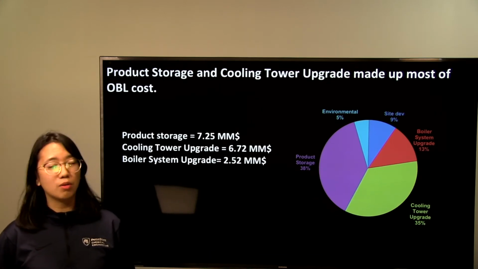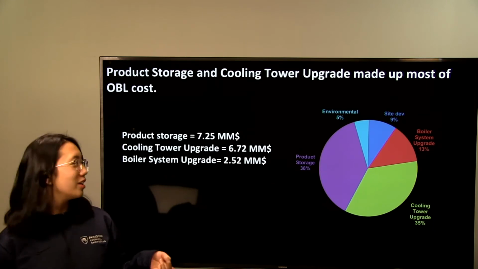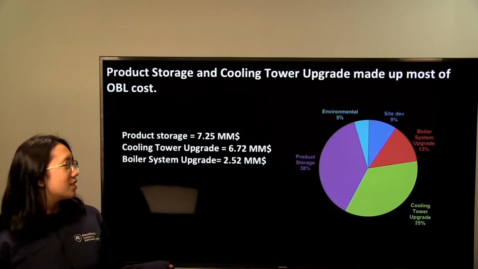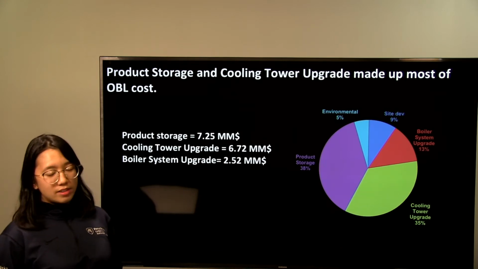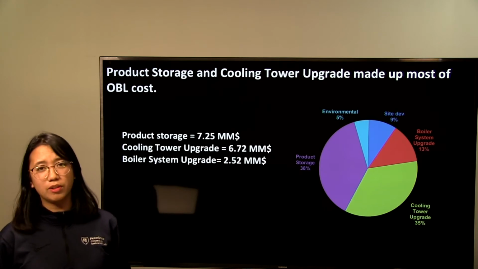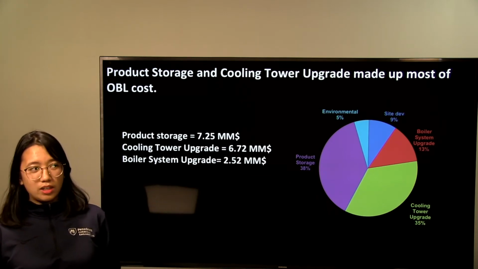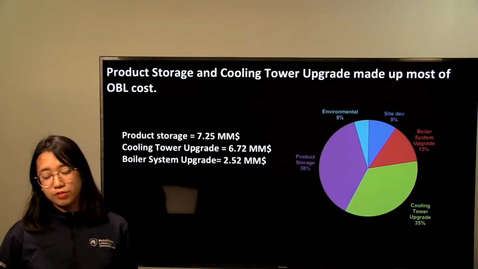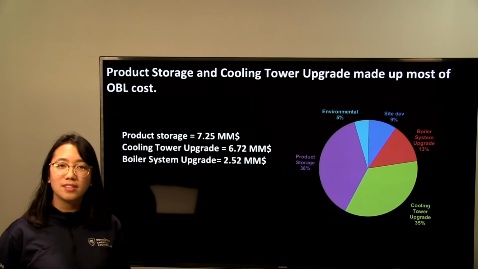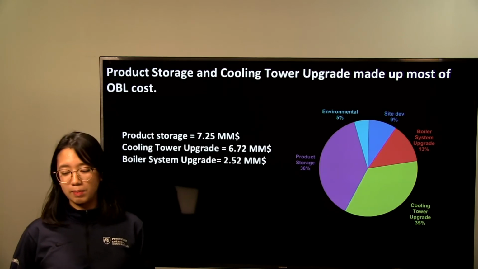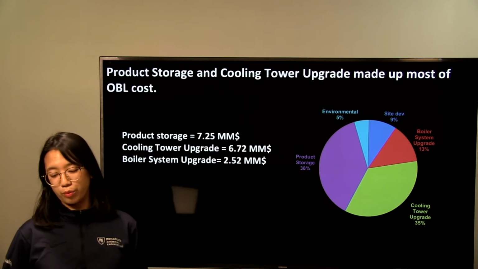The biggest cost that we have right now in the OBL is product storage, which is $7.25 million, followed by the cooling tower, $6.72 million, and then the boiler system upgrade of $2.52 million. The reason why product storage contributed such a huge amount of cost is that we need to store a large flow rate of acetone and also formaldehyde and acetic acid that are corrosive and need special, more expensive tanks made of stainless steel SS304.